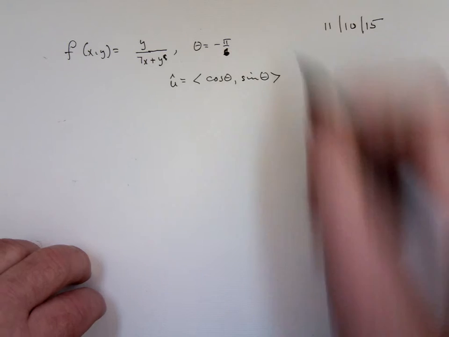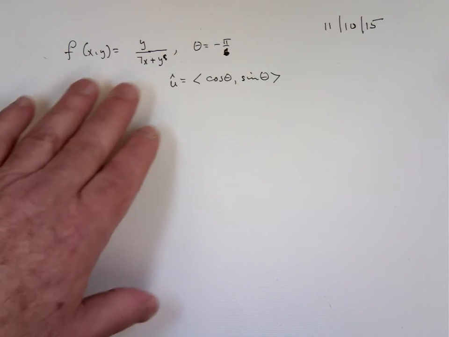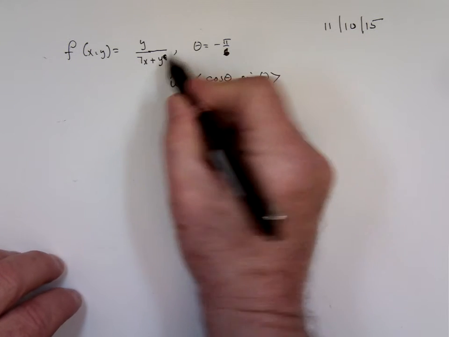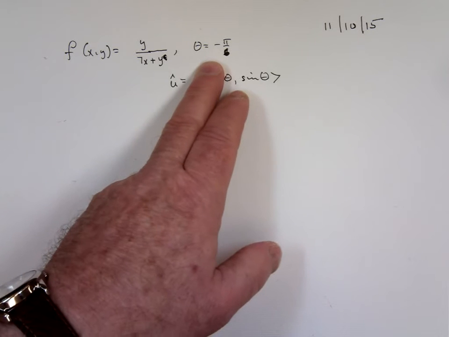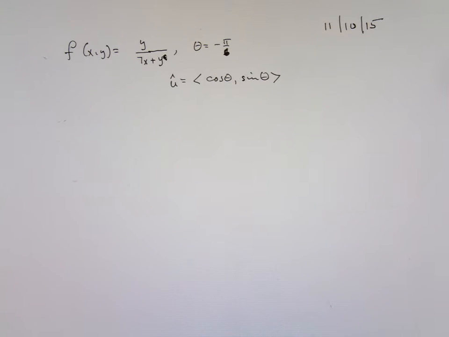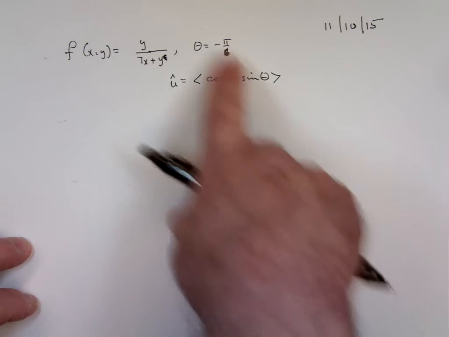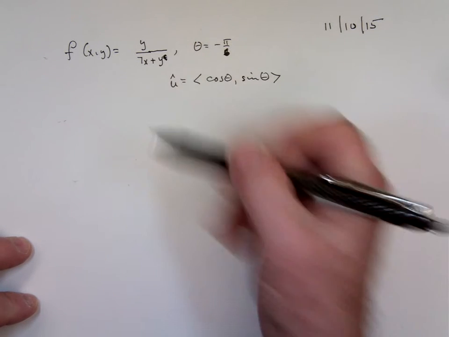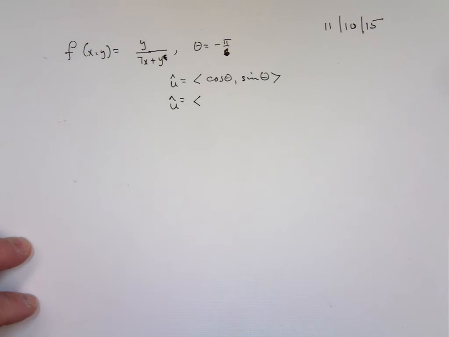All right. So what we want to do is find the directional derivative of this function, y over 7x plus y, in the direction of theta at negative pi over 6. What you're going to have to do is find that unit vector in the direction we're talking about. The unit vector will have the form cosine theta, sine theta. They give you theta is negative pi over 6. So the unit vector is cosine of negative pi over 6. What's the cosine of negative pi over 6?